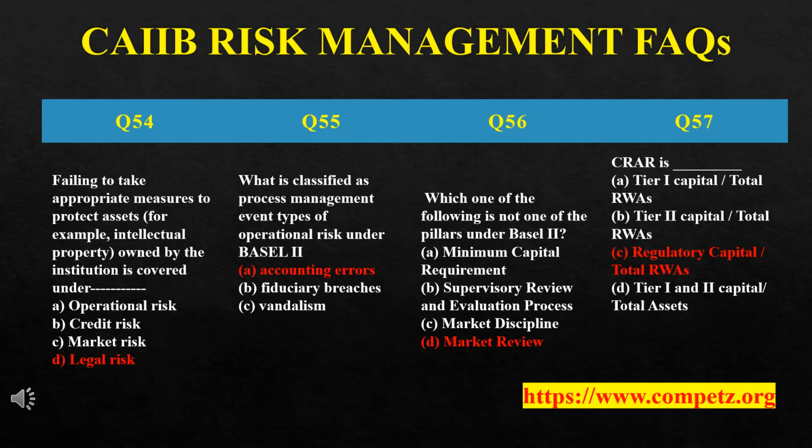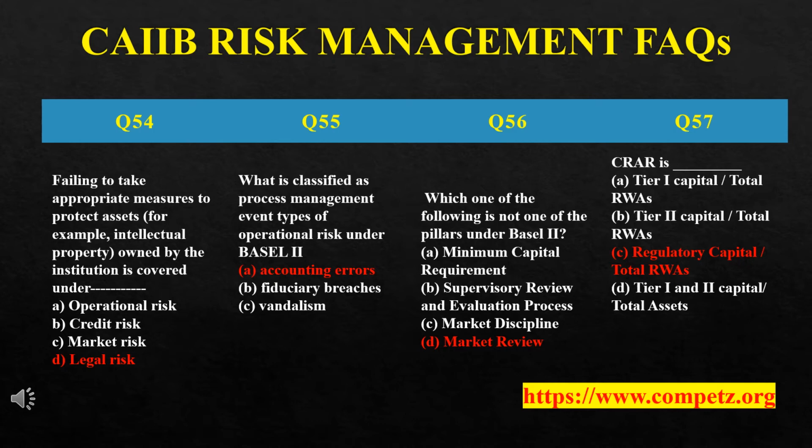Then what is classified as process management, even types of operational risk under Basel II? There are 4 options: accounting errors, fiduciary breaches, vandalism, product defects. So the answer is the first, accounting errors. Keep in mind, the Basel II category of operational risk event types includes execution, delivery and process management, that is EDPM.